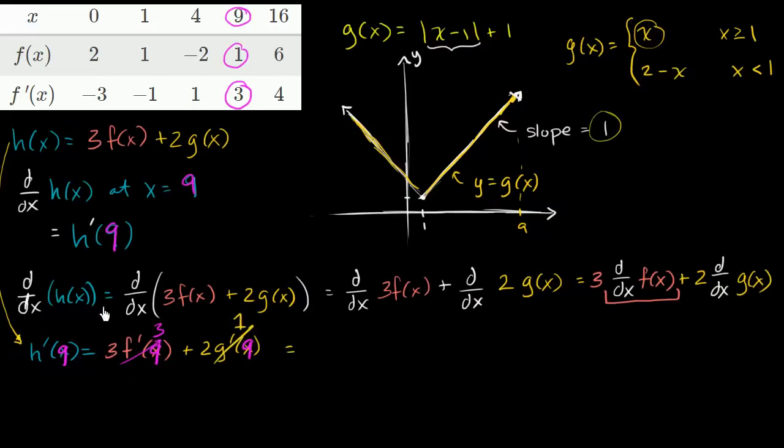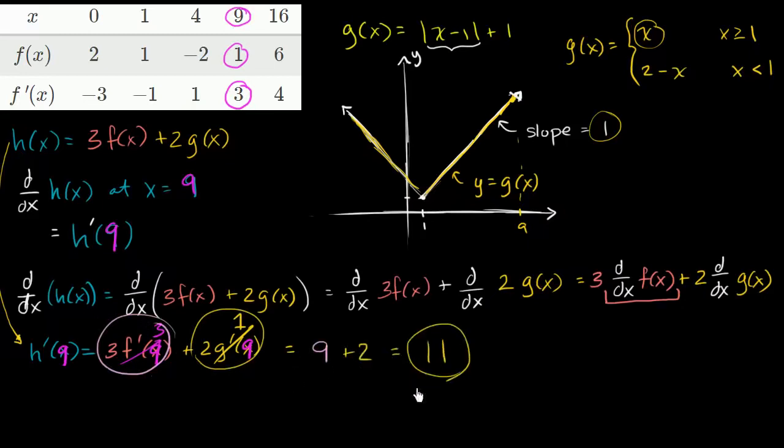So what does this evaluate to? This is going to be 3 times 3. So this part right over here is 9 plus 2 times 1 plus 2, which is equal to 11. So the slope of the tangent line of h when x is equal to 9 is 11.